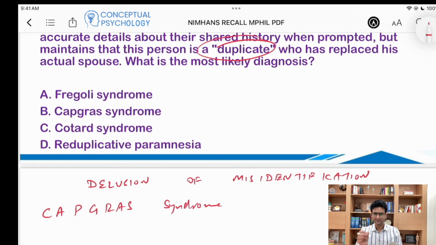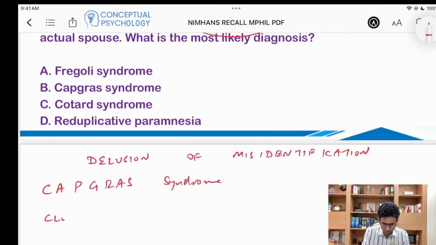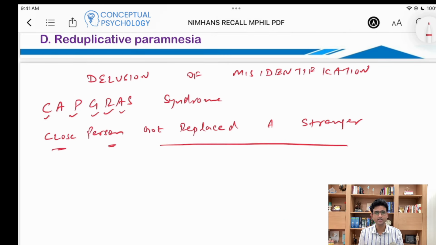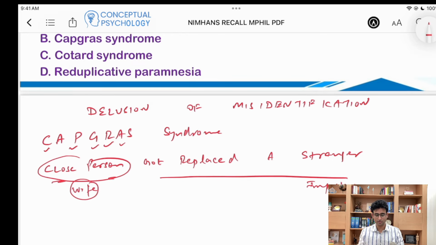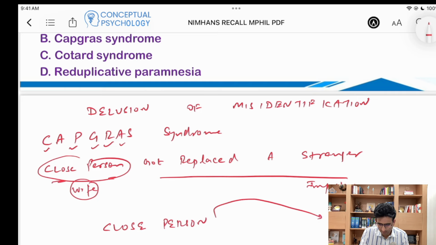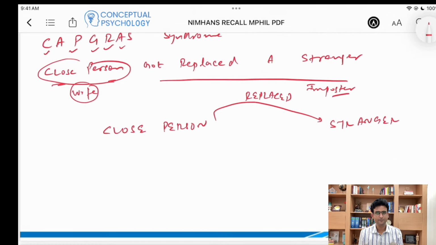Now if you look at this Capgras syndrome, the name itself gives you a big hint. C stands for close, P stands for person, close person, G stands for got, R stands for replaced by a stranger. The patient believes that a close person got replaced by a stranger. This patient is saying that his wife, who is a close person, has been replaced by an imposter who is looking exactly like her. So this is what happens in Capgras syndrome. The patient believes that a close person got replaced by a stranger, right? The Fregoli syndrome is the opposite. In Fregoli syndrome, the patient believes that the close person is disguising as a stranger.